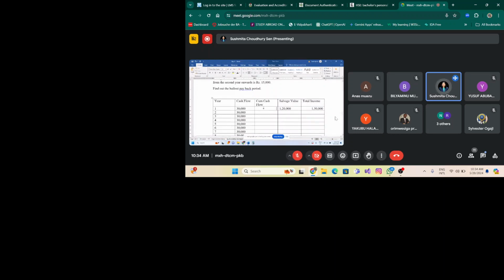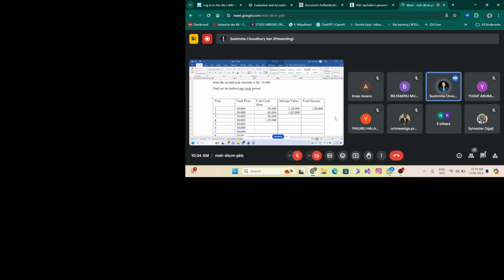In the first year you are going to earn 30,000. At the end of the next year the earning would be 60,000, then 90,000, then 1,20,000, and so on up to 1,80,000. And talking about the salvage value, at the end of the first year, it is going to be 1,20,000. From the next year, it will be decreased by 15,000. So the next year, the value will be 1,20,000 minus 15,000, that is 1,05,000.